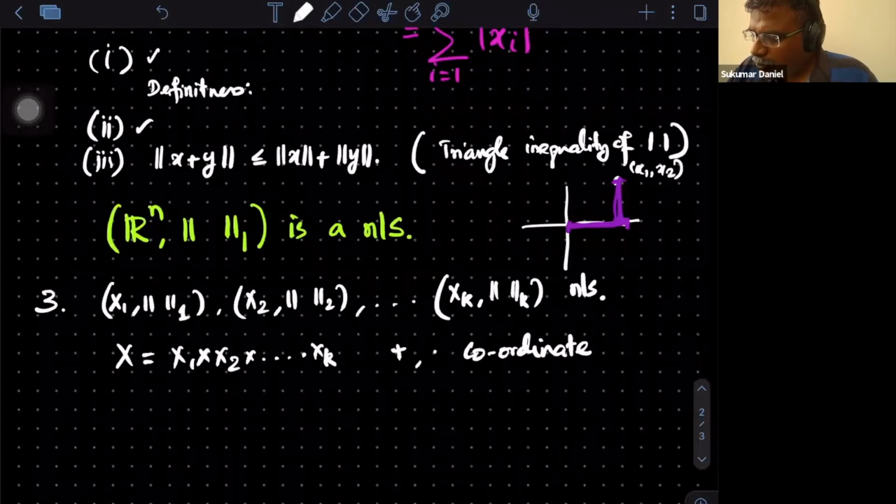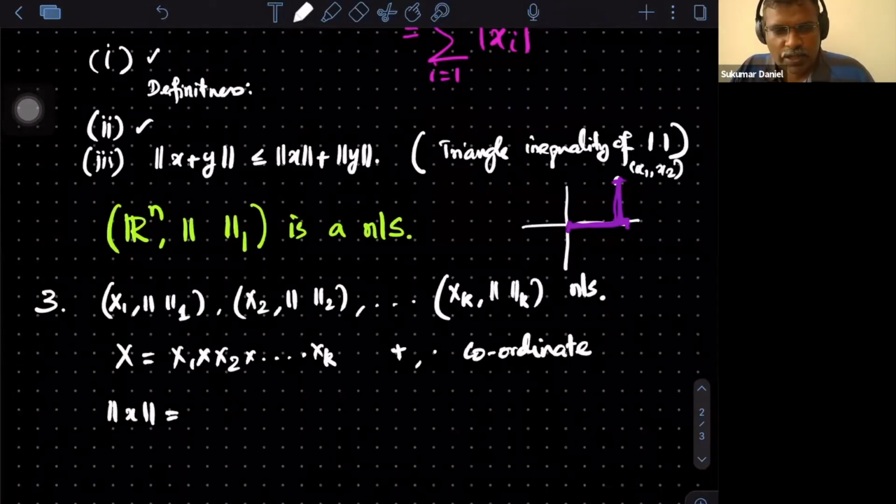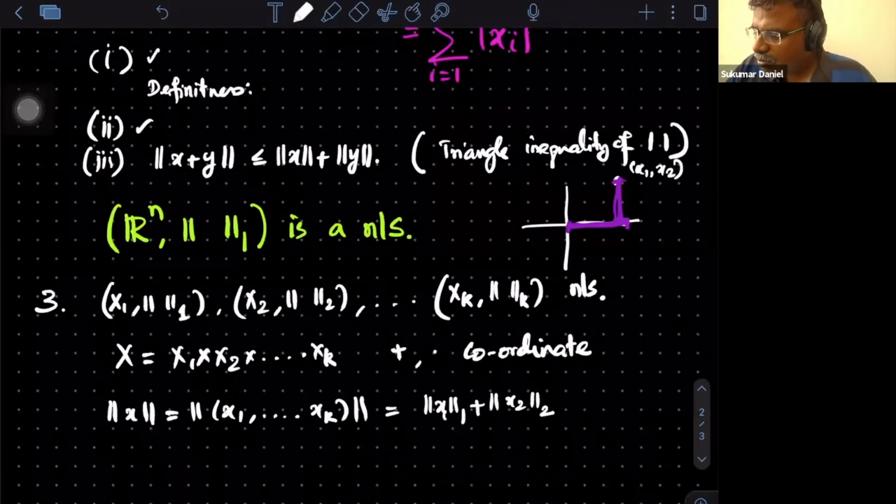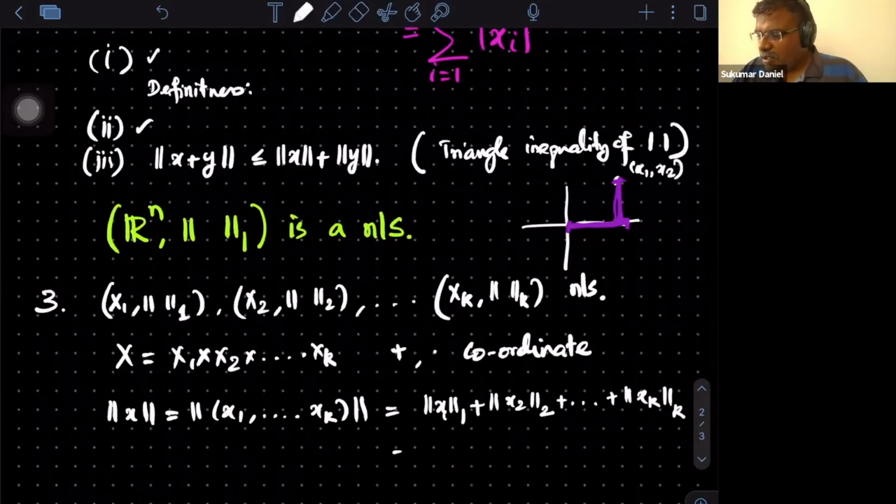Okay. So this is coordinate-wise, we have defined it, and what is the norm? We are defining the norm of any x. In this case, what is x? x has n coordinates, x1, x2, up to xk, the kth term. In other words, it is the summation of xi, the ith coordinates.